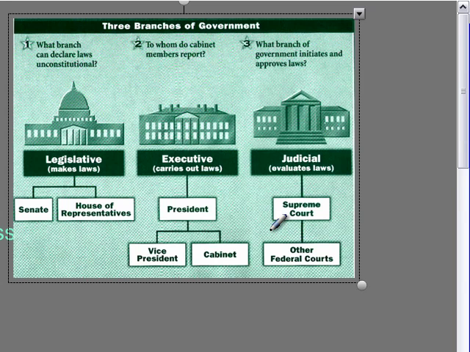So the legislative branch, they're making the laws. It's Congress, Senate, House of Representatives. The executive branch, they're enforcing or carrying out the laws. That's the president, his cabinet, vice president. The judicial branch, they are interpreting the laws, and that's like the Supreme Court and the judges.